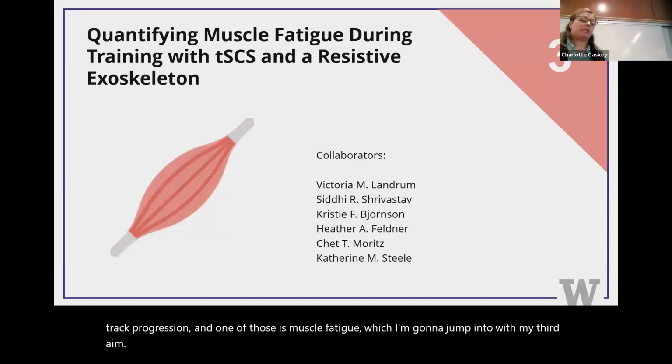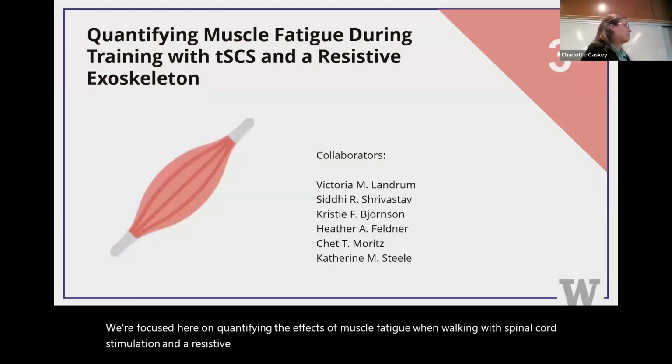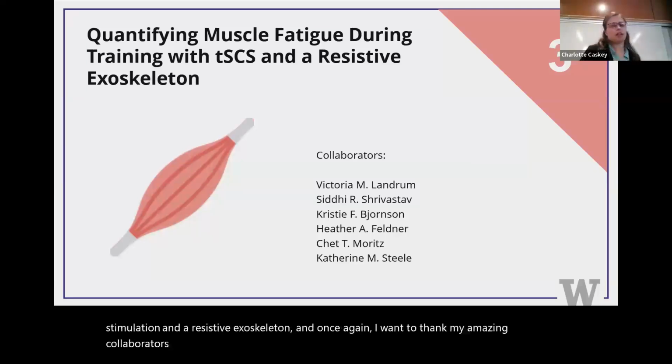We're focused here on quantifying the effects of muscle fatigue when walking with spinal cord stimulation and a resistive exoskeleton. And once again, I want to thank my amazing collaborators who have worked on this project and the ongoing research, especially with this aim.